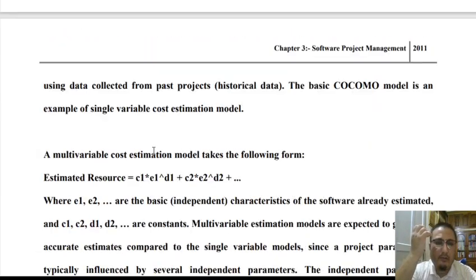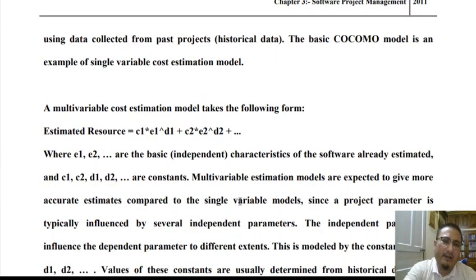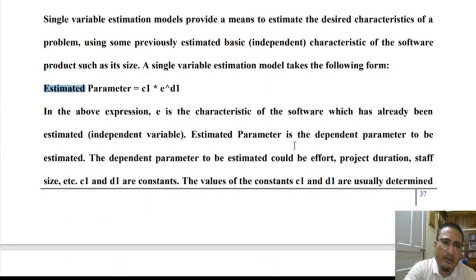Likewise, we can have a multivariable model. In case of multiple variables, we have multiple variables that are participating. So the parameter that is to be estimated is equal to c1 into e1 to the power d1 plus c2 into e2 to the power d2, right? Where there are independent and dependent parameters that are participating. The dependent parameters are the parameters that are to be estimated, and the rest are independent parameters, right?